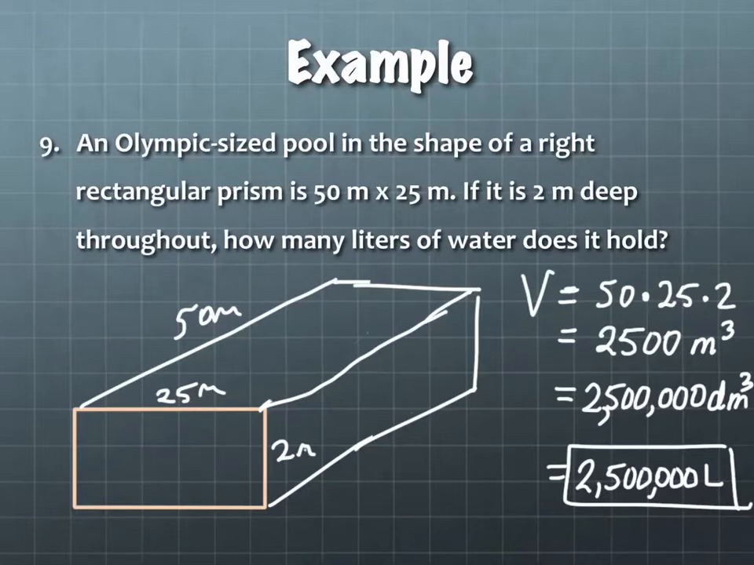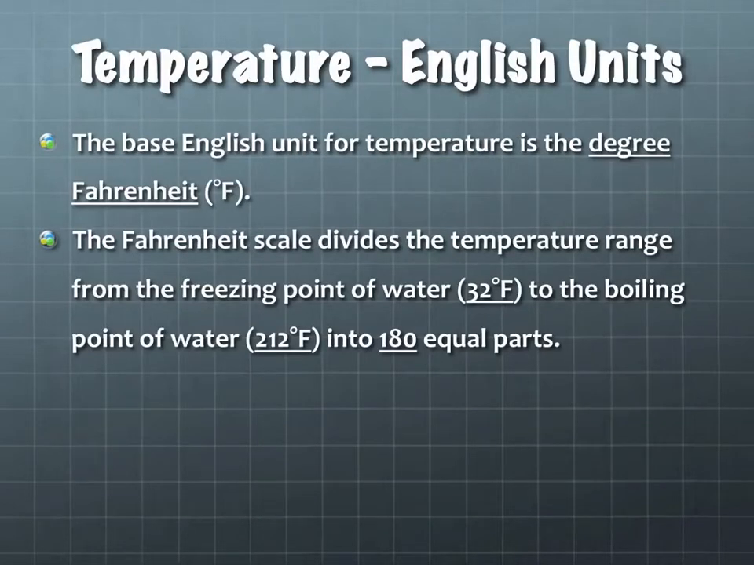Okay, the last piece in this section is about temperature. So we've talked briefly, as in you've received a worksheet where you thought a little bit about temperature. We're going to talk a little bit more about it today. The base English unit for temperature is the degree Fahrenheit, which you know. The Fahrenheit scale divides the temperature range from freezing at 32 degrees to boiling at 212, and it divides it into 180 equal parts.